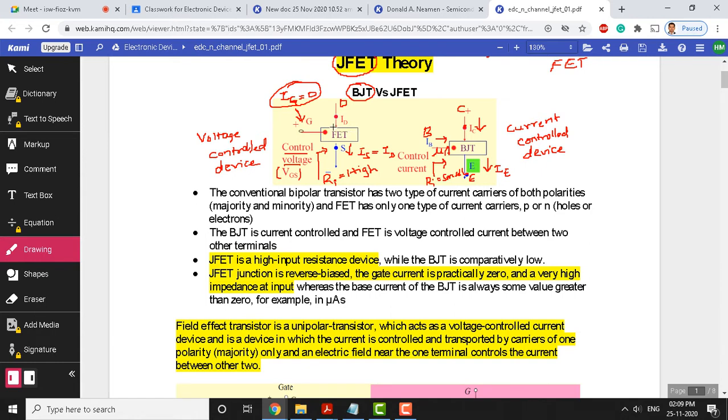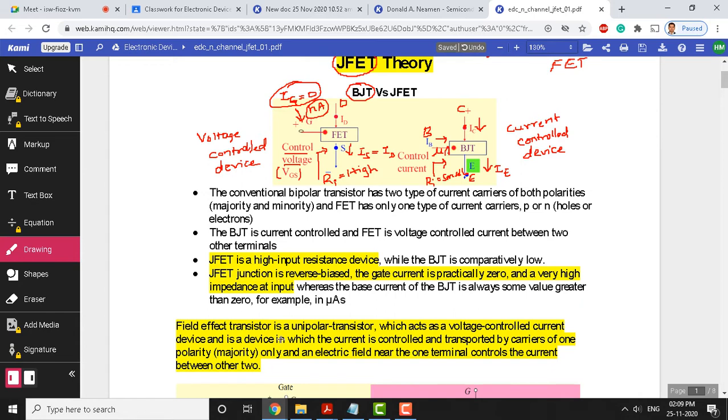For a practical FET I am telling, there is a small amount of gate current that may flow, but that is negligibly small here. Typically, it is in nanoampere. This current can be neglected compared to the microampere here.